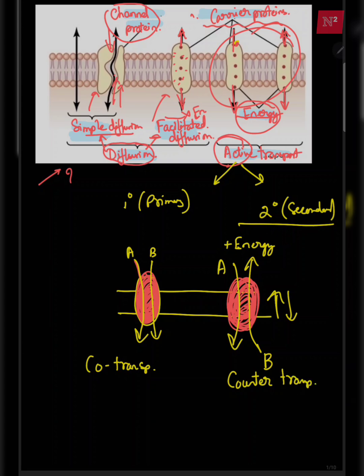Now here also the energy is used. The trick part over here is that if the ATP molecule is broken down to transport substance A from outside to inside, the energy that is released will help in movement of the other substance from inside to outside or outside to inside, based upon the counter or co-transport mechanism.